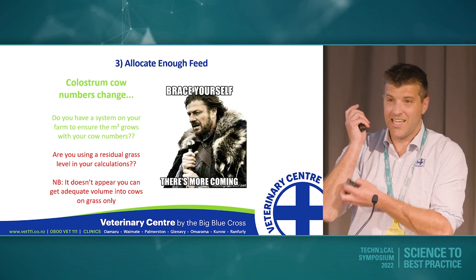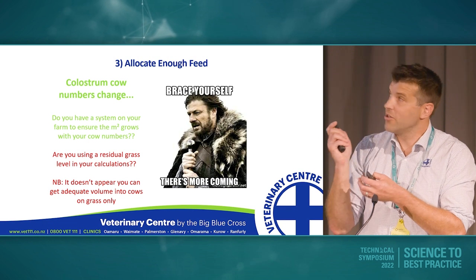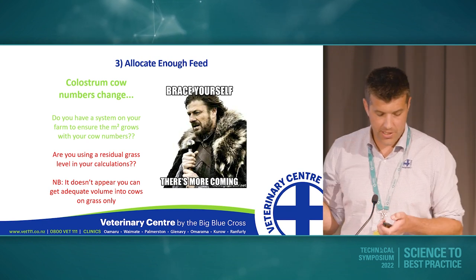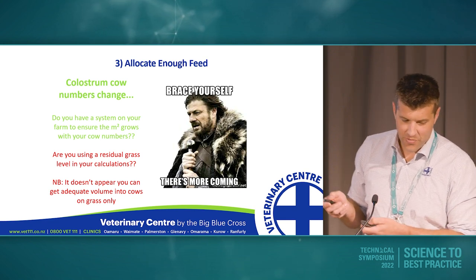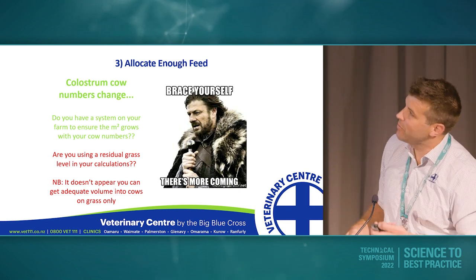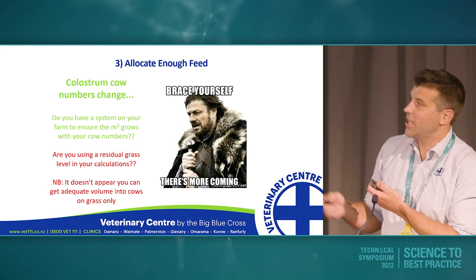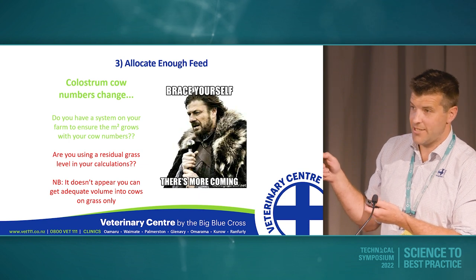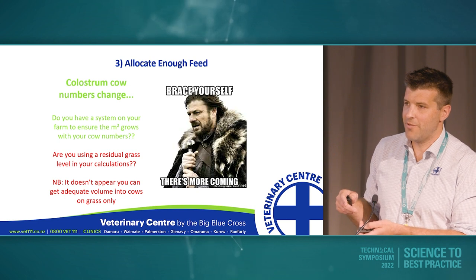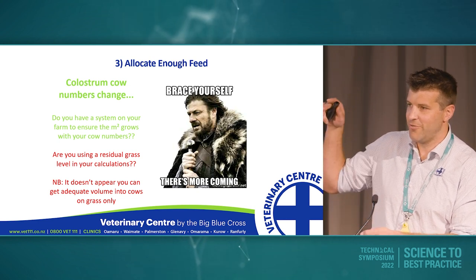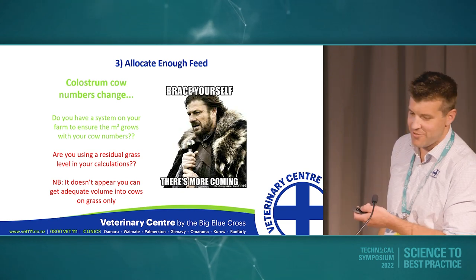Second one is around allocating enough feed. And this was so common. So colostrum cow numbers change on a daily basis, but the allocation doesn't seem to. So I think having a system on the farm to ensure the meters squared grows with the cow numbers is really important. And residual grass is required in your calculation. There's a surprising amount of staff members who use zero. So if you're grazing 3,100 down to zero, there's not 3,100 kgs of grass available.